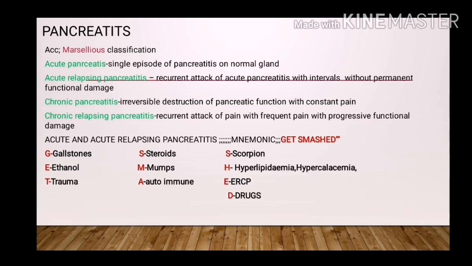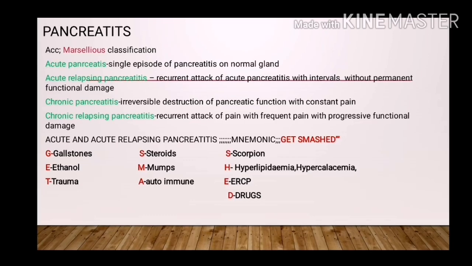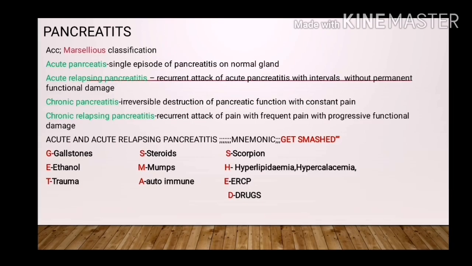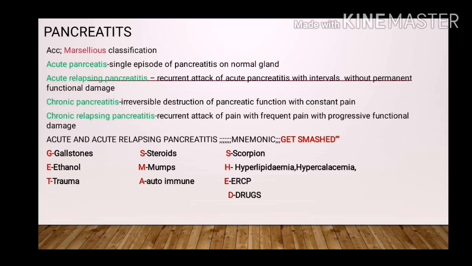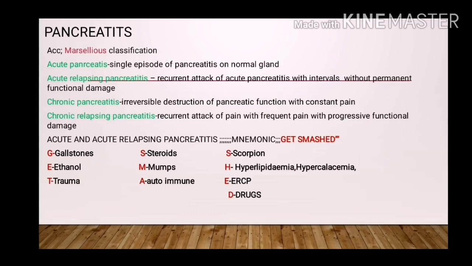Causes of acute pancreatitis are remembered with a mnemonic: GET SMASHED. G for gallstones, E for ethanol, T for trauma, S for steroids, M for mumps, A for autoimmune, S for scorpion sting, H for hyperlipidemia, E for ERCP, D for drugs.